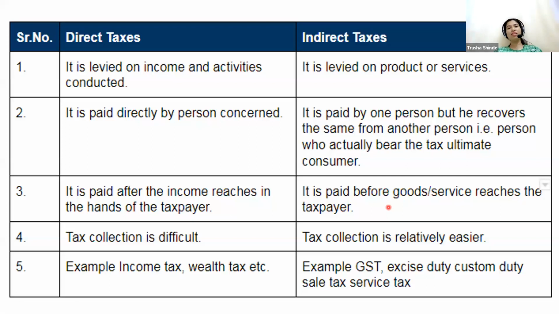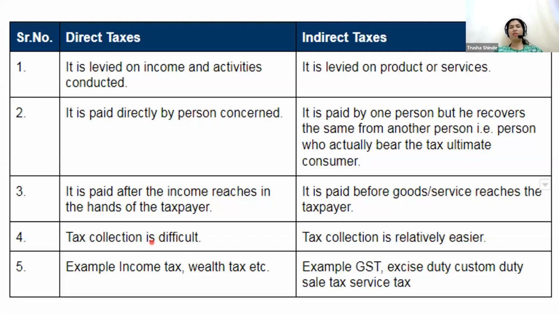The consumer is the end person right now. But in the middle, you have seen that the manufacturer is there, the wholesaler is there, the retailer is there, all the middlemen are there. They have already paid those taxes. In direct taxes, the tax collection is quite difficult, because the individual person has to file the returns.